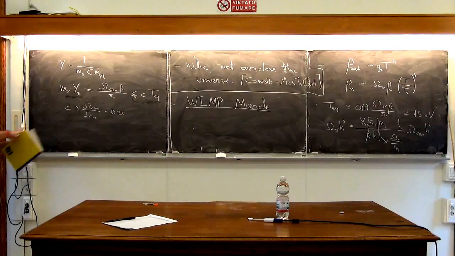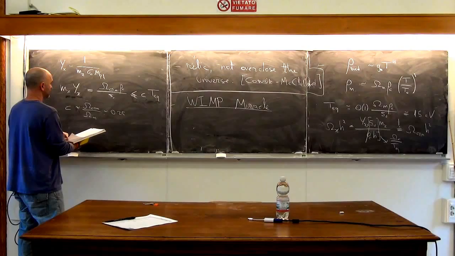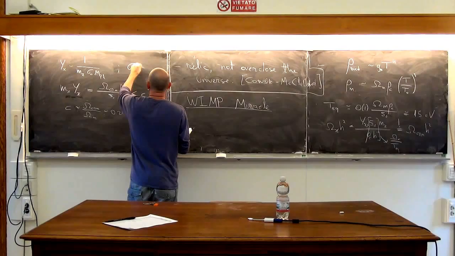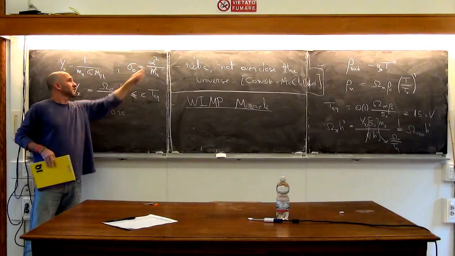And now we plug in this Y, okay? And we're going to get what? We're going to get that m dark matter. And then we plug one more thing. I'm going to take sigma naught to be roughly some effective coupling divided by the dark matter mass squared. So this is just dimensional analysis. There is some coupling and the mass scale, which is the dark matter mass scale. So I'm going to plug this in.